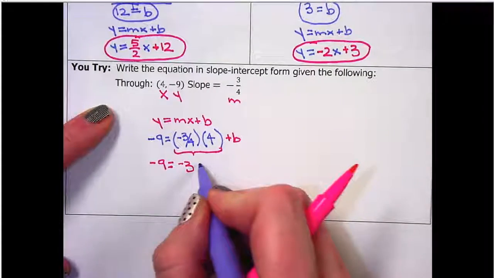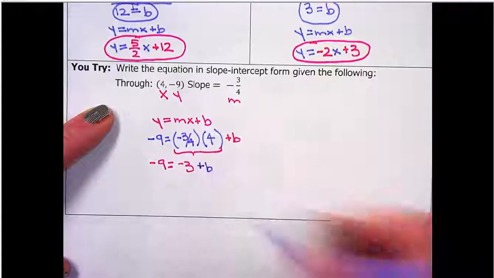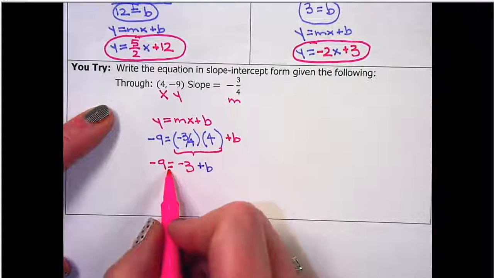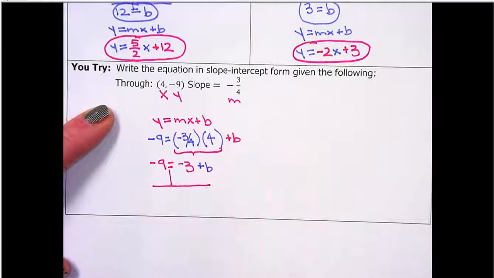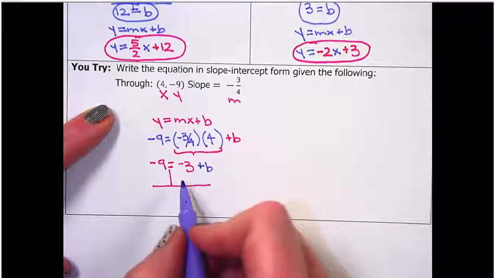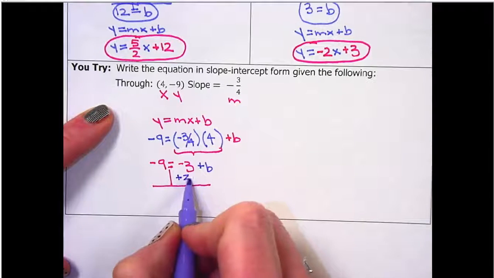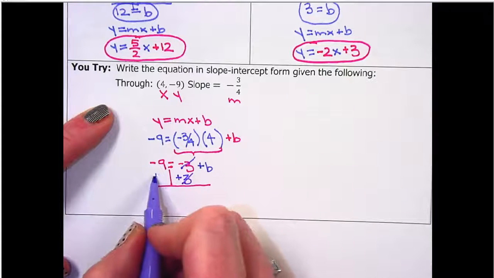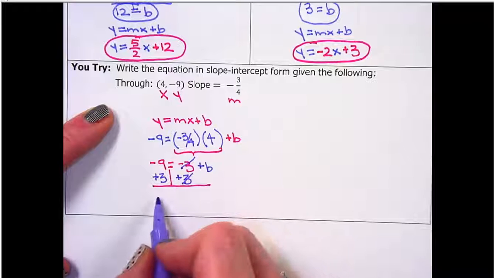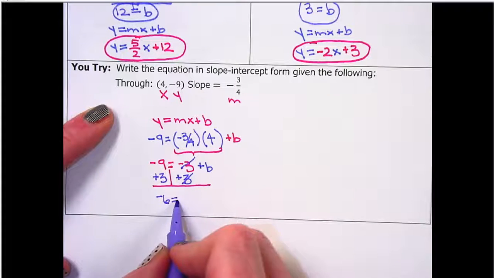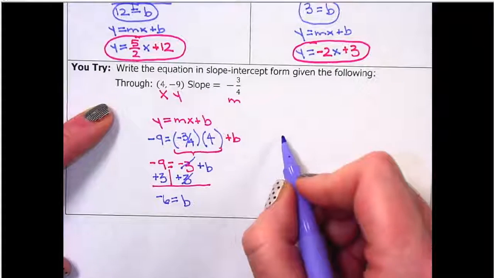And I'm looking for b still. Okay. Some of you may need to draw your wall on your floor. I move a -3 with a plus or positive 3. Whatever I do to one side, I do the other. And -6 equals b.